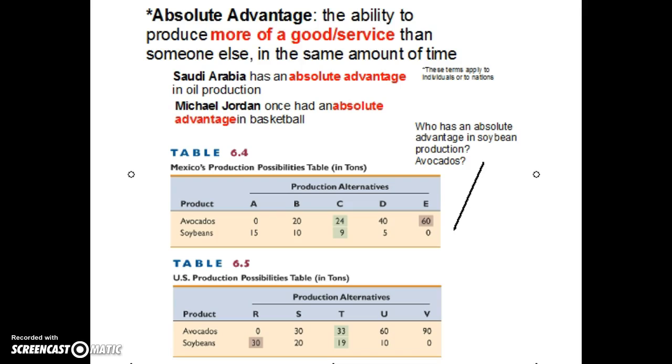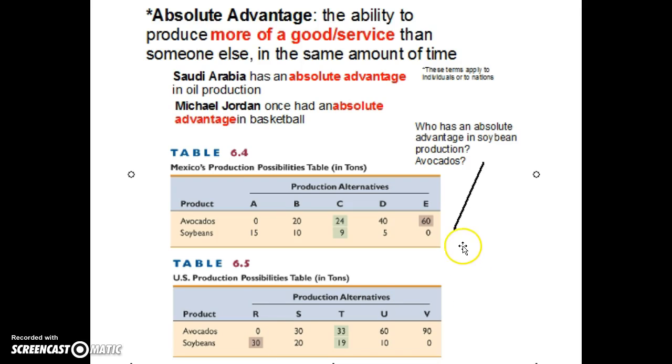So if you look at these two production possibilities tables, the question over here is, who has an absolute advantage in soybean production? So what you need to look at is, if Mexico and the US both specialized only in soybean production, who can produce more? So if Mexico produced only soybeans, we can see they could produce 15 units. If the U.S. did, 30. So clearly, the U.S. would have the absolute advantage in soybean production.